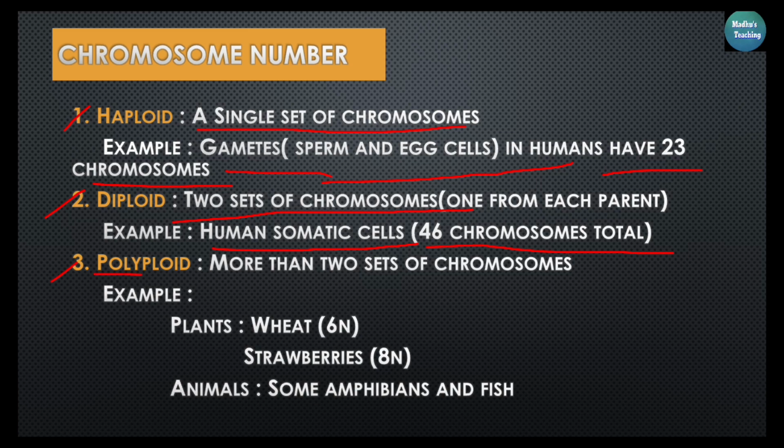Next, polyploid means an organism containing more than two sets of chromosomes. For example, in plants, wheat has six sets of chromosomes and strawberries have eight sets of chromosomes. And in animals, some amphibians, fish and some other organisms have a polyploid chromosomal number.